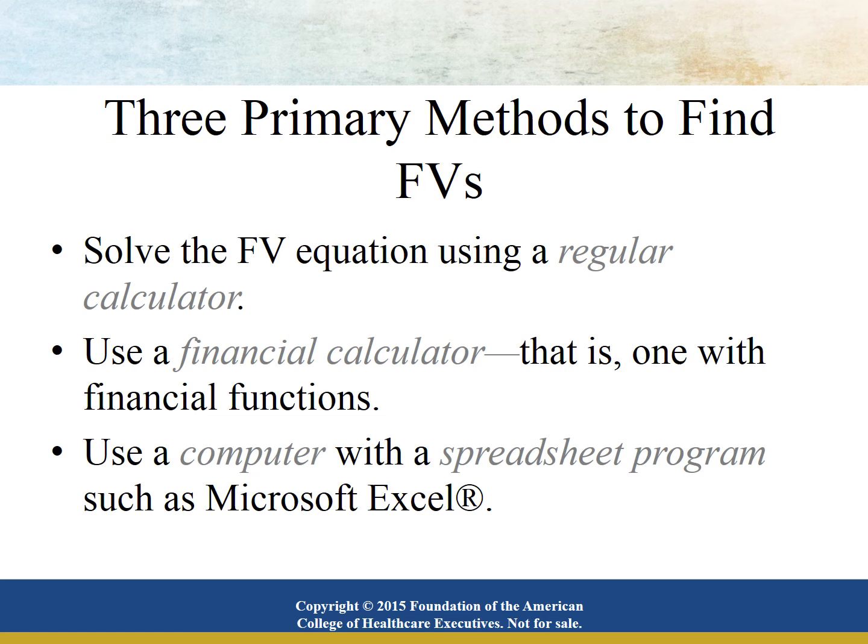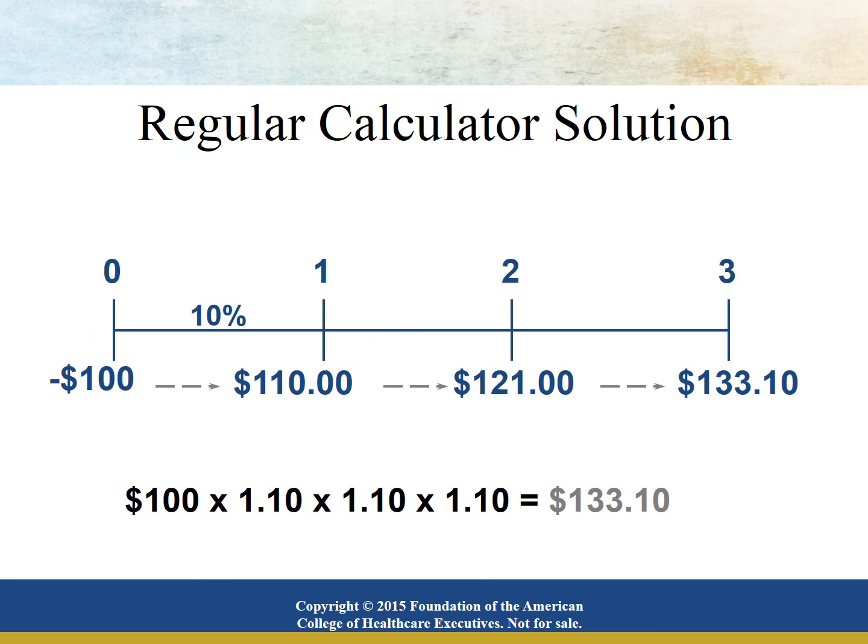There are 3 primary methods to find future values. You solve using a regular calculator, which is kind of what we just did. Use a financial calculator. A lot of the financial calculators have future value. Or what we're going to spend time on, and you're going to spend a lot of time on this semester, is you use a computer with a spreadsheet program such as Microsoft Excel. When I had finance class, we didn't have this. We had Lotus 123, and that was actually brand new and cutting edge. But we have evolved.